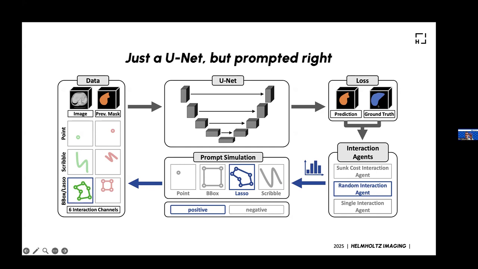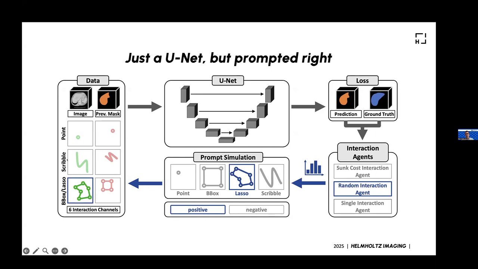And this is then passed to the interaction agents, where we basically have different simulations of humans, right? So this could be the random interaction agent, which always picks a random interaction, as the name suggests, or a single interaction, which kind of stays with the one interaction it chose in the beginning. And then you have your error component, right? And you place another prompt around this error component, which is, for example, a lasso in this case, a positive lasso, and then you put it back into the channels here.